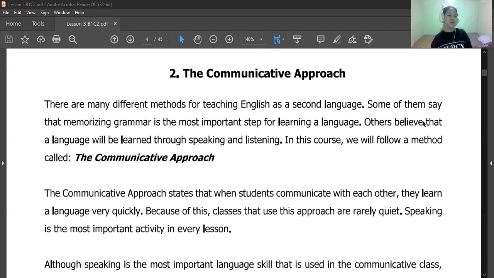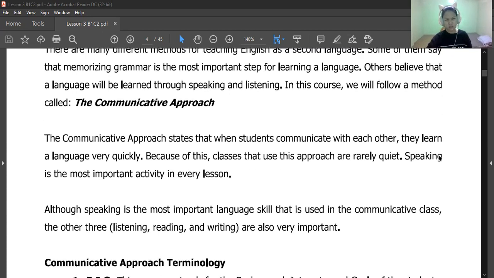Now, there are many different methods for teaching English as a second language. You all know that we actually went through the first four, right? Some of them say that memorizing grammar, GTM, is the most important step for learning a language, while others believe that the language will be learned through speaking and listening, like the direct method. Now, in this course, we will follow a method called the communicative approach. Now, what is the communicative approach?